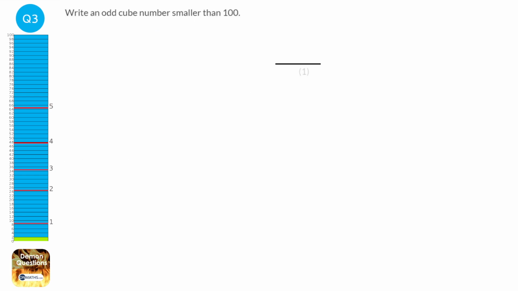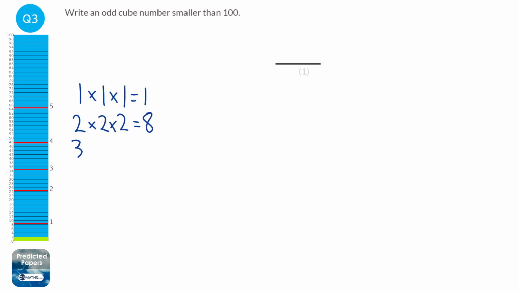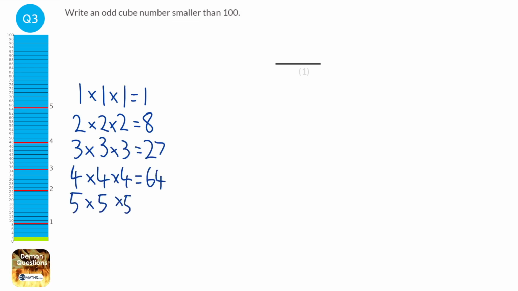So we need to first of all understand what a cube number is. So a cube number is the answer when you take an integer, or whole number, and multiply it by itself 3 times. So 1 times 1 times 1 is 1, 2 times 2 times 2 is 8, 3 times 3 times 3 is 27, 4 times 4 times 4 is 64, and 5 times 5 times 5 is 125.